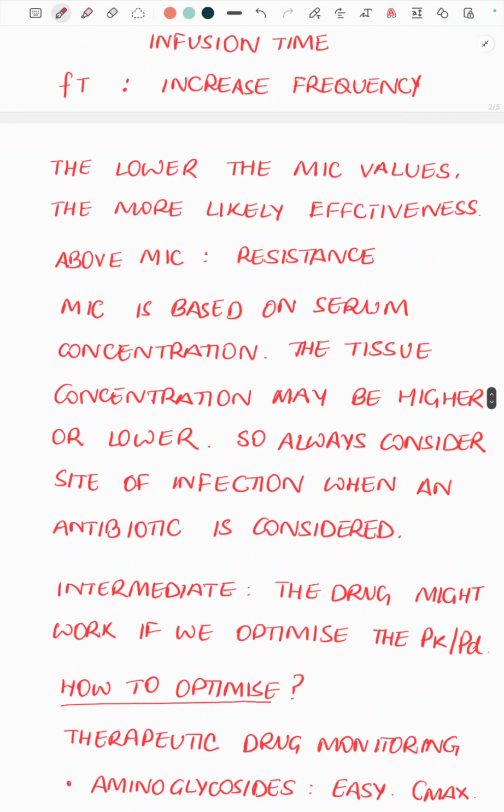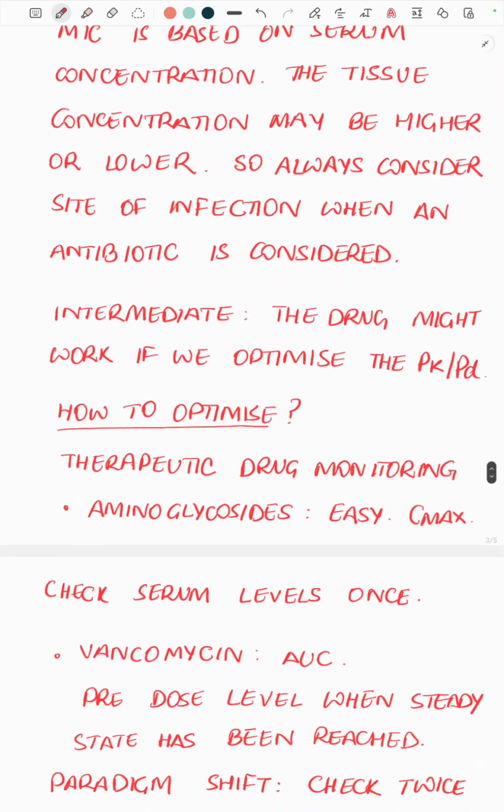The lower the MIC value, the more likely the effectiveness of an antibiotic. And above the MIC, we say it is resistant. The MIC is based on the serum concentration. The tissue concentrations may be higher or lower, so this should be remembered. If an antibiotic doesn't have renal penetration and clearance, like tigecycline, it would not be of use even if the microorganism is shown sensitive, because the renal concentrations will be poor. So always consider the site of an infection when an antibiotic is considered.